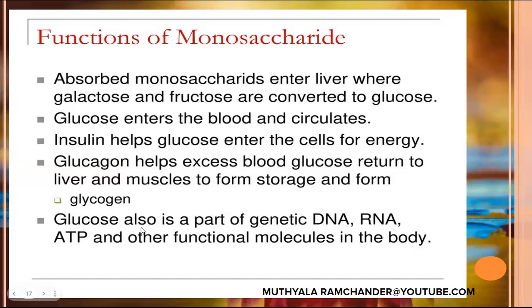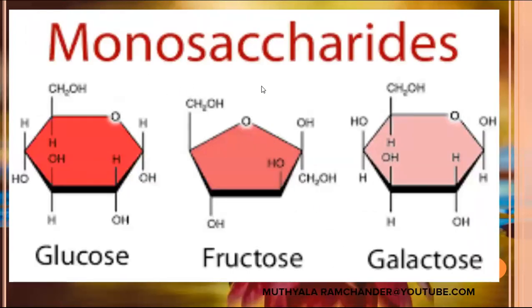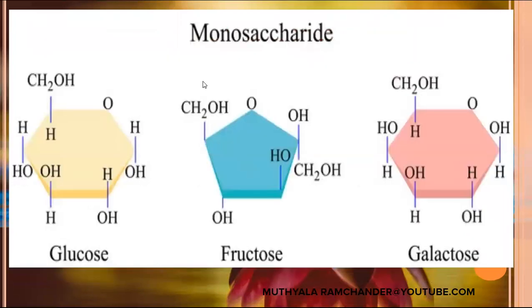Glucose is also part of genetic material like DNA and RNA, including ATP. Glucose is also part of ATP, DNA, and RNA, and other functional molecules in the body. Some examples of monosaccharides are glucose, fructose, and galactose.